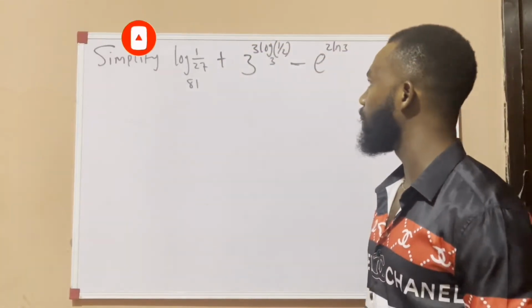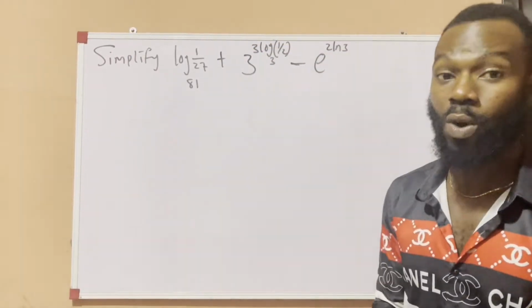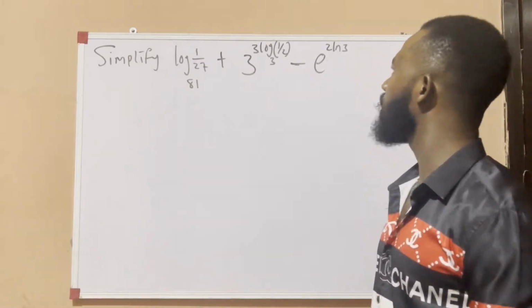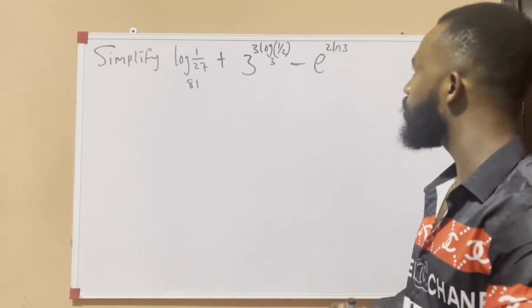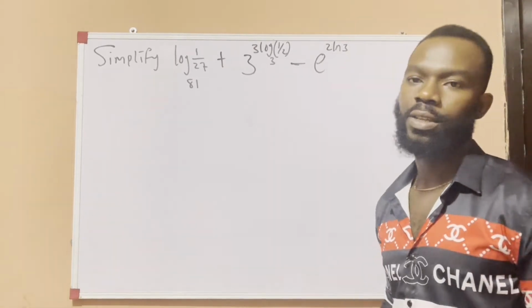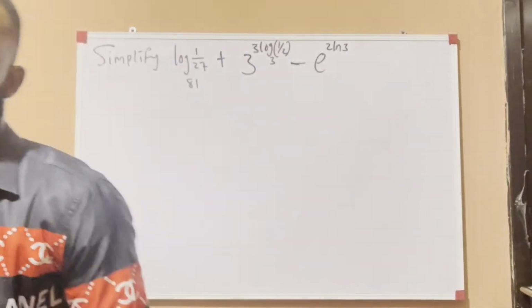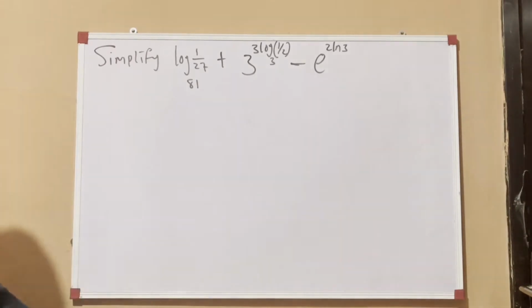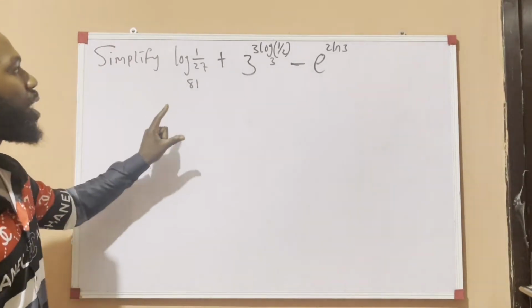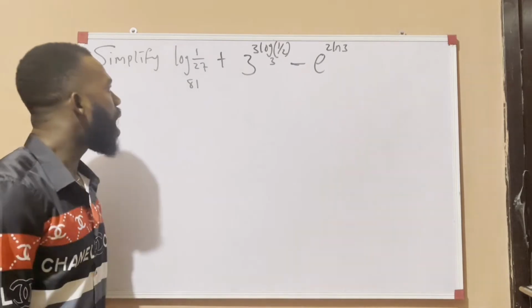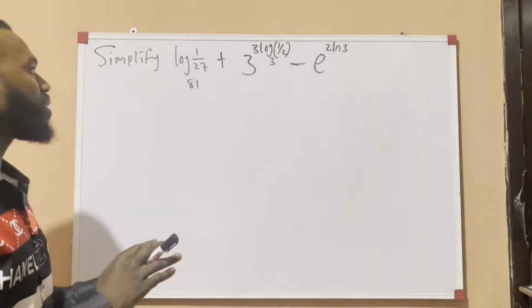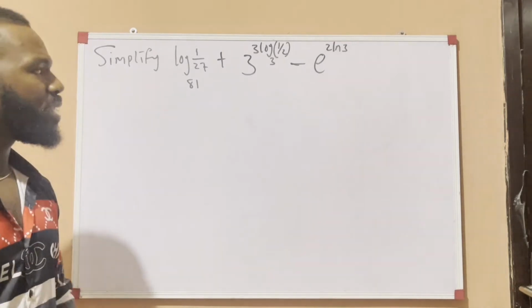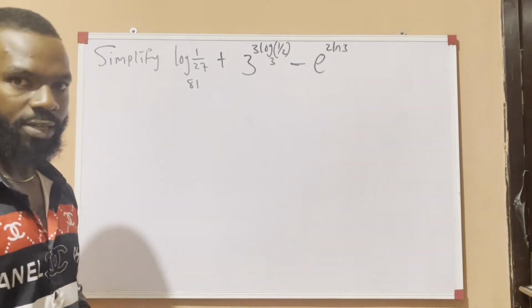The question says simplify log 1 over 27 base 81 plus 3 raised to the power of 3 log 1 over 2 base 3 minus e raised to the power of 2 ln 3. Now, as a student, when you see a question like this, at first you get frightened because you don't know how you can go about it. I will be taking my time to explain this question in a very simple way so that it will not be difficult for you to understand.